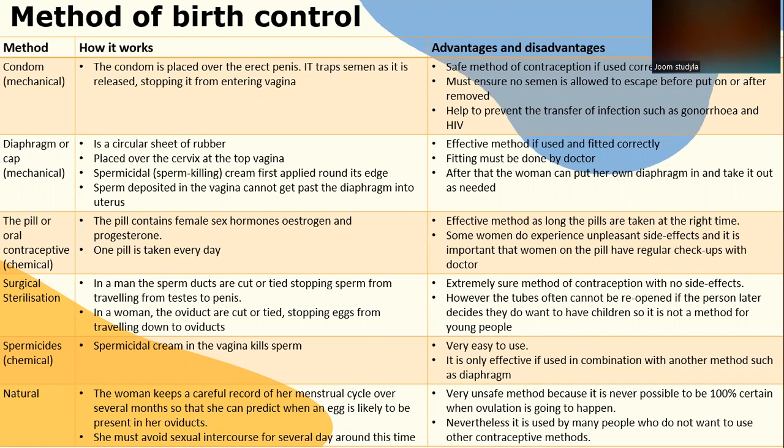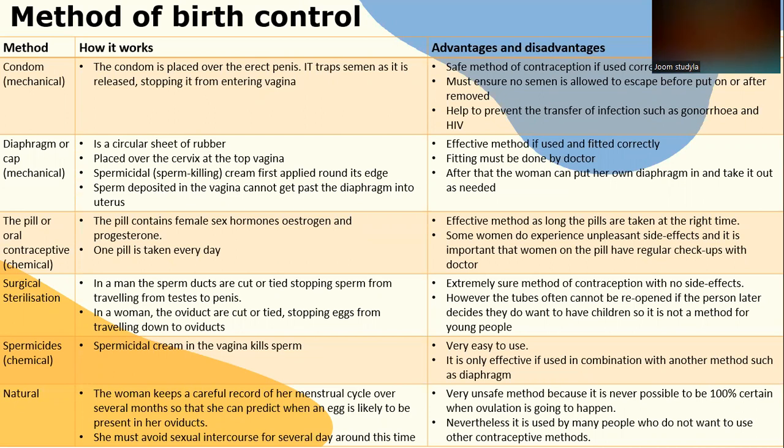Diaphragm or cap. How it works: a circular sheet of rubber is placed over the cervix and the top of the vagina. Spermicidal, or sperm-killing, cream is first applied around its edge. Sperm deposited in the vagina cannot get past the diaphragm into the uterus. So this is an effective method if it is used and fitted correctly, but fitting must be done by a doctor. After that, the woman can put her own diaphragm in and take it out as needed.